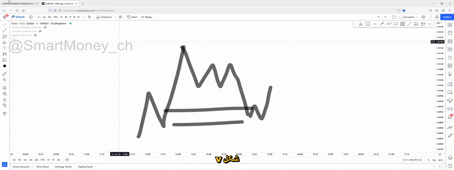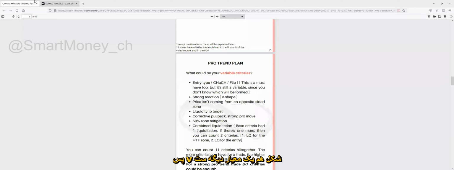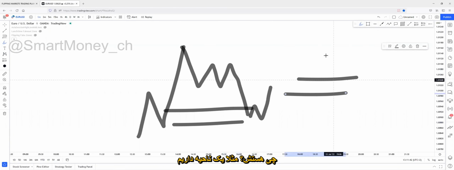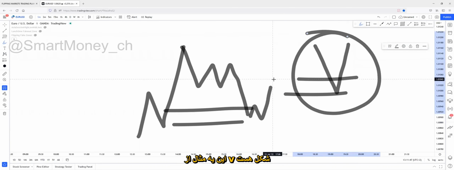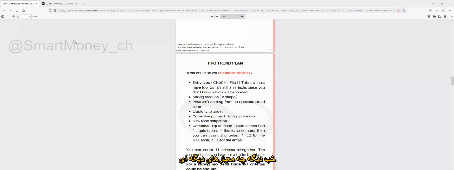So V-shape. V-shape is another criteria that you can have. What is V-shape? There's a zone, price mitigates the zone, creates a strong reversal, basically a V-shape reversal. This is a V-shape, simple. Okay, what other criteria could be there for a zone?